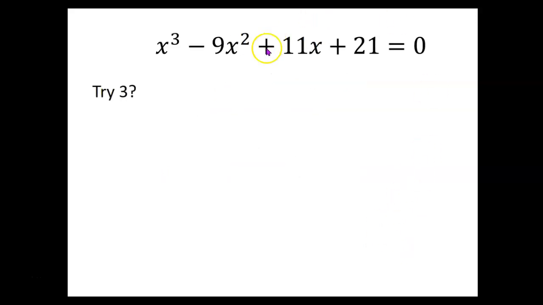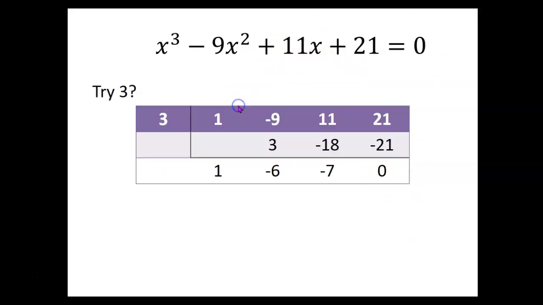So if we try 3, if we do the synthetic division, set it up with 3 out here and 1, negative 9, 11, 21 here. Remember how that works? Bring down the 1, 3 times 1 is 3, negative 9 plus 3 is negative 6, 3 times negative 6 is negative 18, 11 plus negative 18 is negative 7, 3 times negative 7 is negative 21, 21 plus negative 21 is 0. We got a remainder of 0, which means that 3 is a solution.